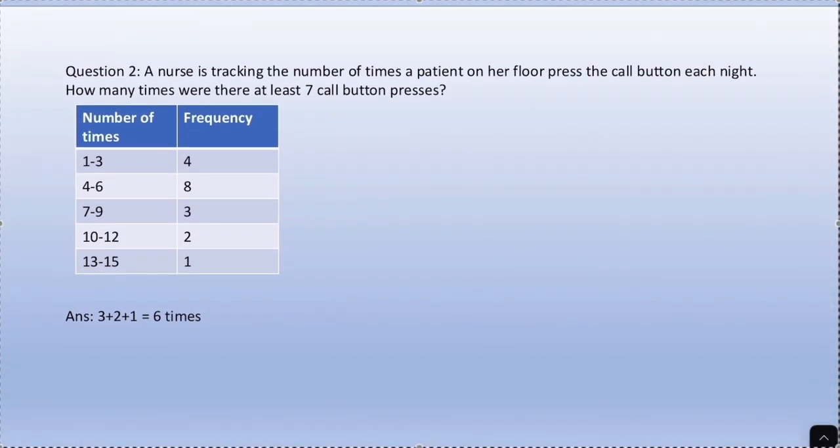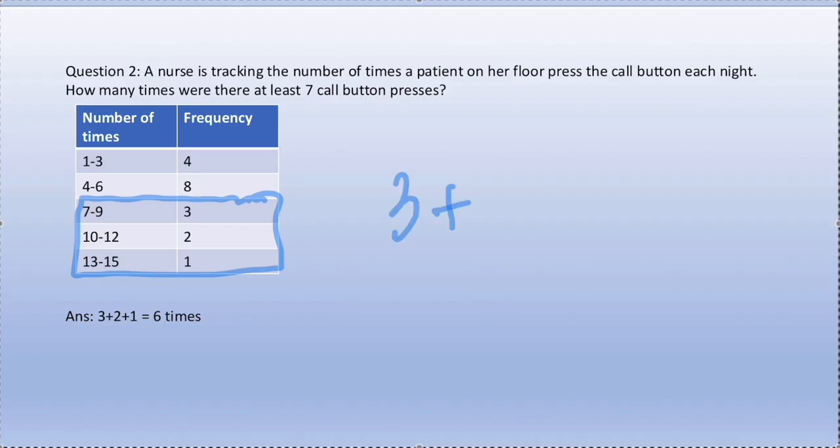Now, this one says, how many times were at least 7 call buttons pressed? Now, if we think about the words at least 7, if I have at least $7, it's 7, 8, or 9, 10, or more. So if we look at the chart, we're thinking about all 3 of those categories, 7 or more. So you just got to add the number of nights that happened. So 3 nights plus 2 nights plus 1 night. That happened a total of 6 times. That's just a good way to think about it.